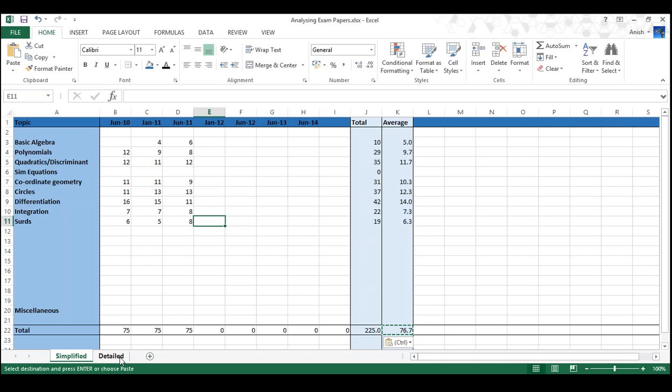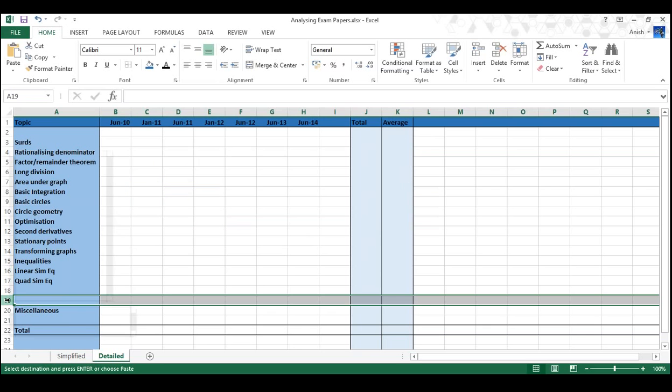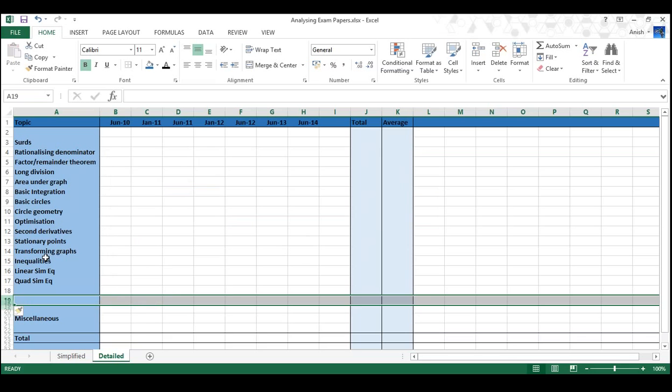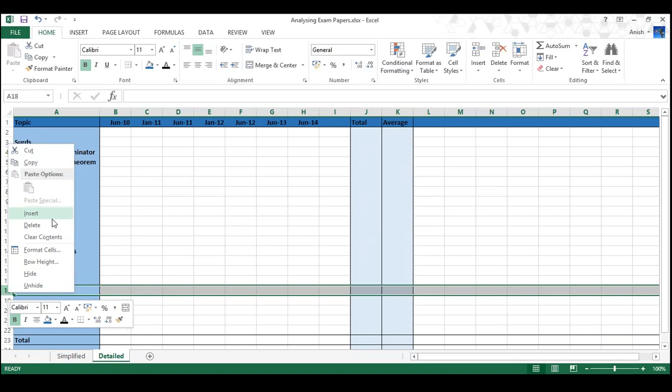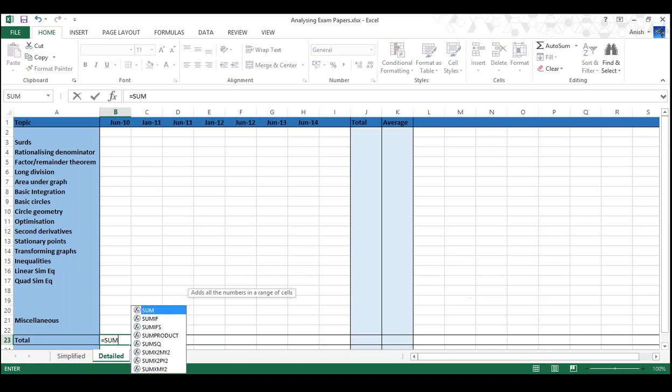This detailed one, right, I put a lot more topics. I'm probably going to need a few more. Okay, actually I'll probably just add them as I need them. Okay, let's get rid of that. Alright, so let's add the formulas in.